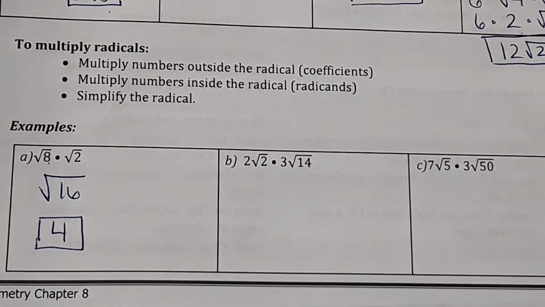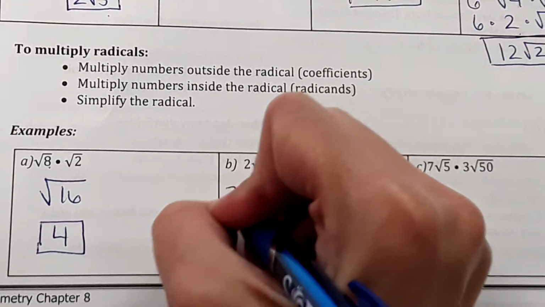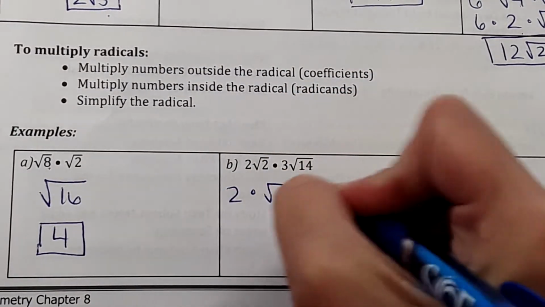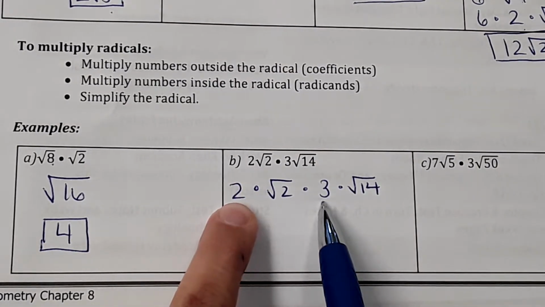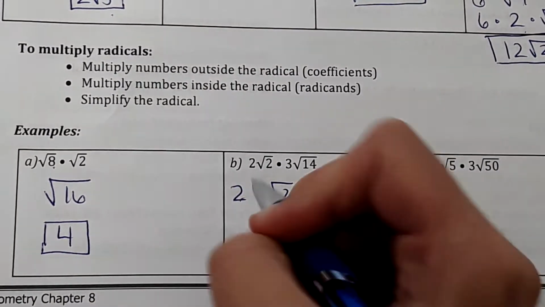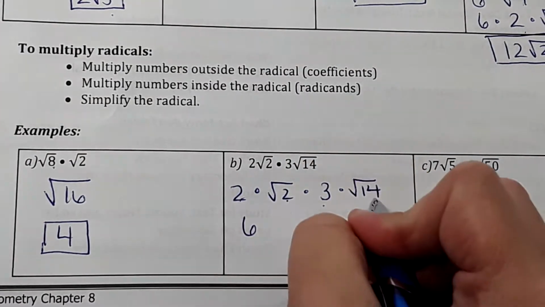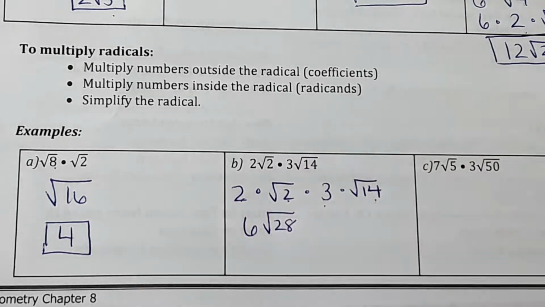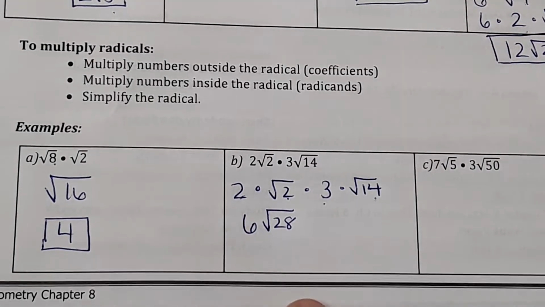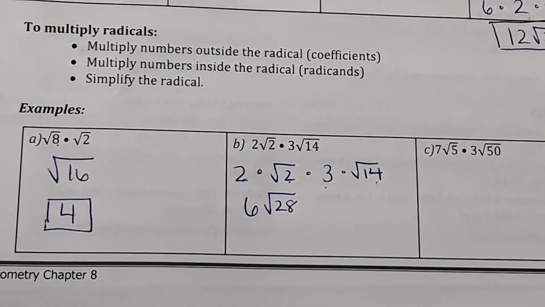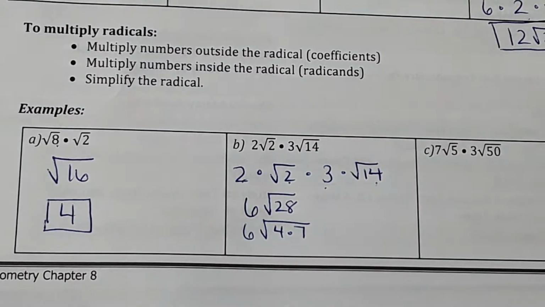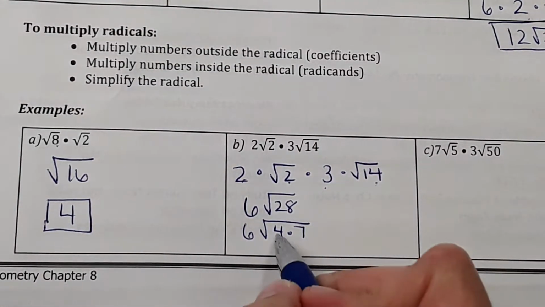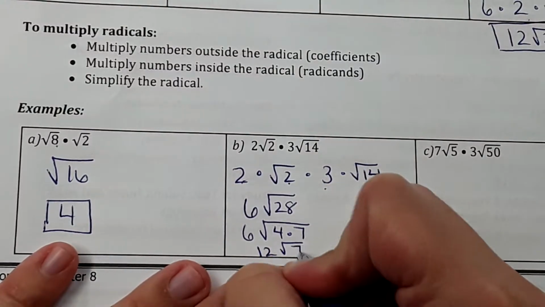For the next one, you can multiply numbers in any order. So 2 times square root of 2 times 3 times square root of 14. What they're saying is the easiest way, and I agree, is to just multiply your whole numbers together and then multiply your square roots together. So 2 times 3 is 6. And then square root of 2 times square root of 14 is square root of 28. Then you can simplify the 28. So breaking 28 up into 4 times 7. Square root of 4 is 2. 2 times 6 is 12. So we get 12 square root of 7.